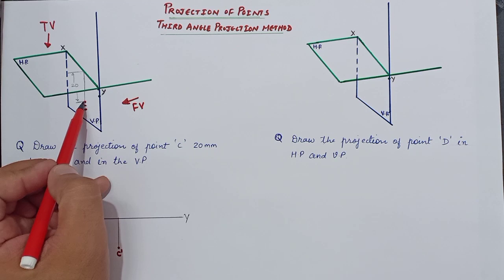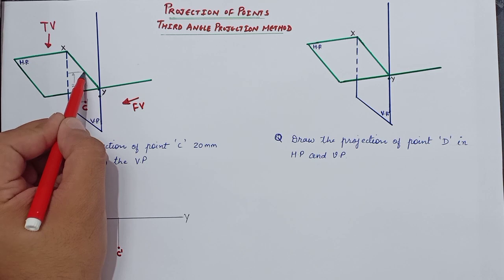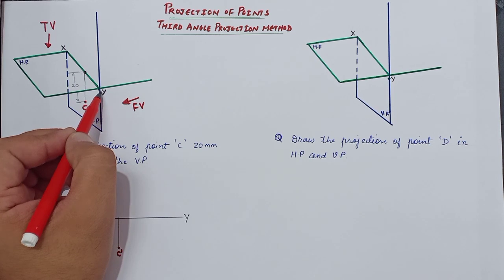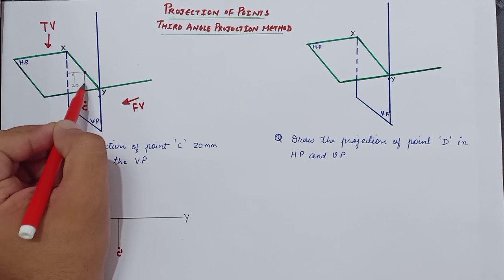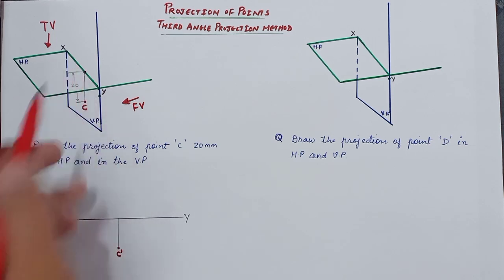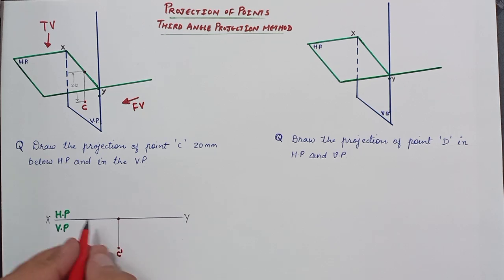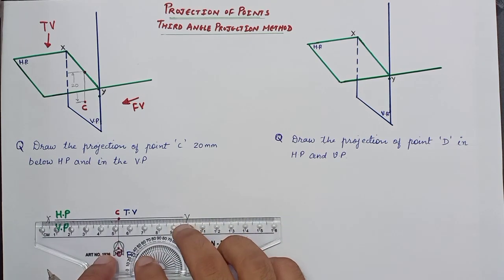And when we have extended point C on the horizontal plane, we can see this extension has intersected the reference line XY. When we look from the top view, the point C will look exactly resting on reference line XY. So the front view, that is C dash, will lie on XY. C, that is top view. We can write here, then giving dimension.